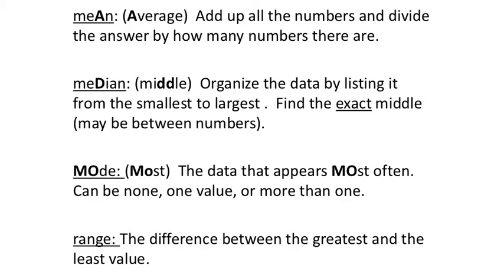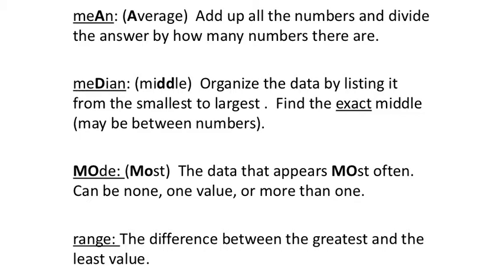A little vocabulary on this stuff. We have mean. It's also known as the average. Just add all the numbers up and divide by however many numbers there are. It's the sum of the numbers divided by the number of numbers. That's the way I like to put it, but whatever.